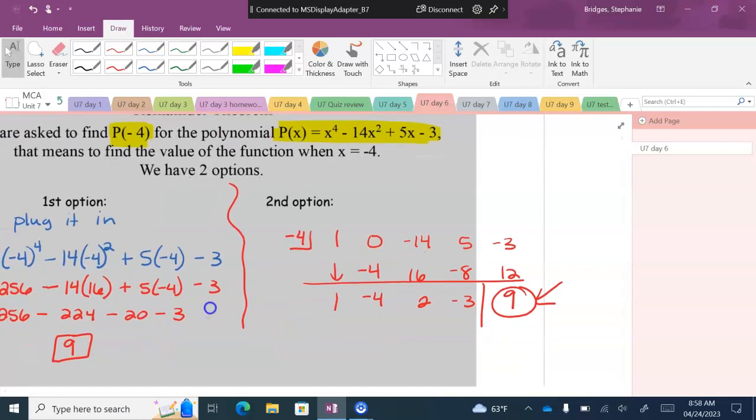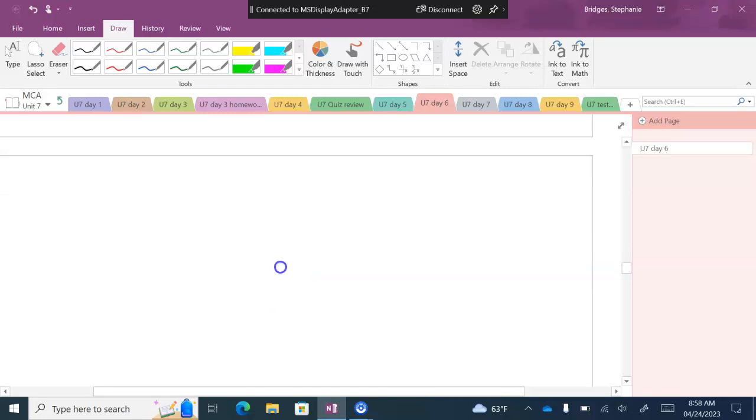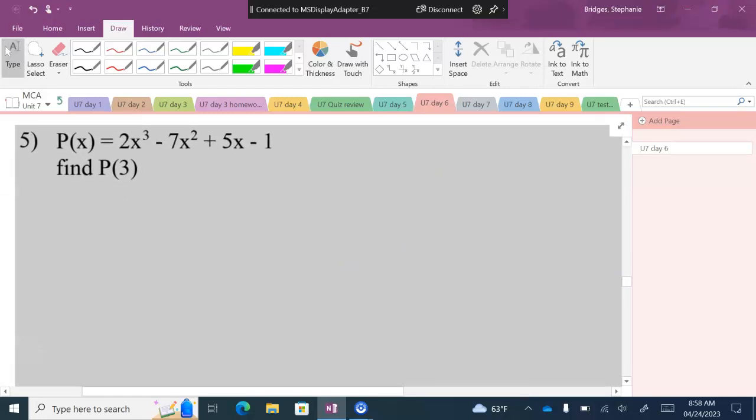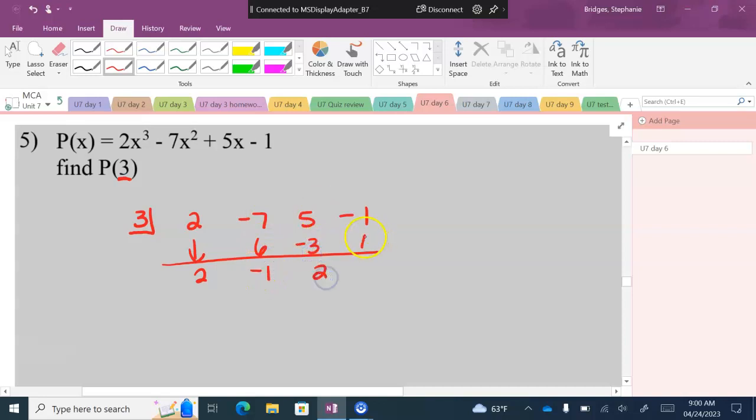All right, I want you to try this one. Again, you do not have to do it both ways. This time the polynomial is 2x to the 3rd minus 7x squared plus 5x minus 1. They want to find the value of that if x is 3. It's telling you x is, in this case, 3. That's what goes in our box. It's 2x to the 3rd minus 7x squared plus 5x minus 1. Multiply, add, multiply, add, multiply, add, and my remainder is my answer.